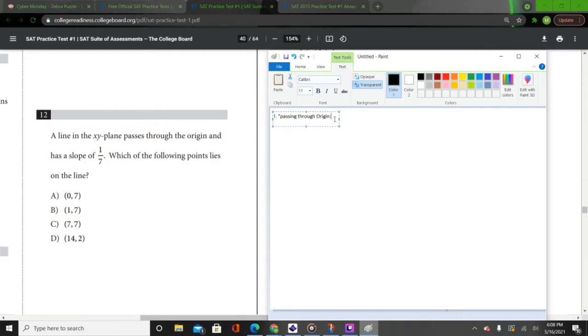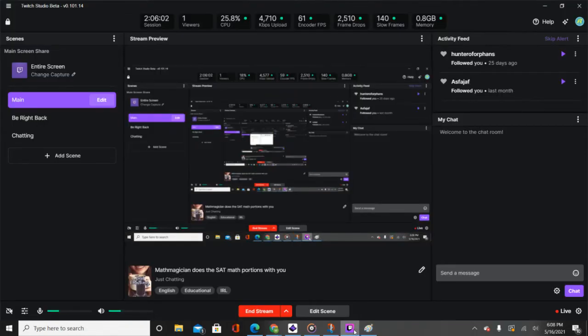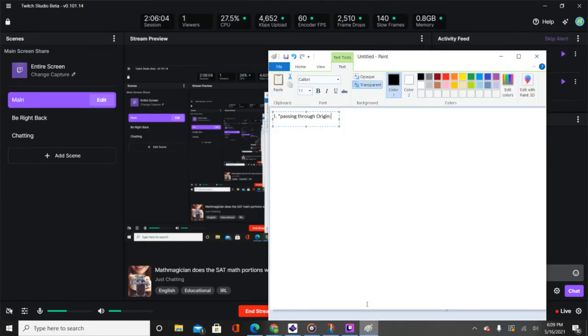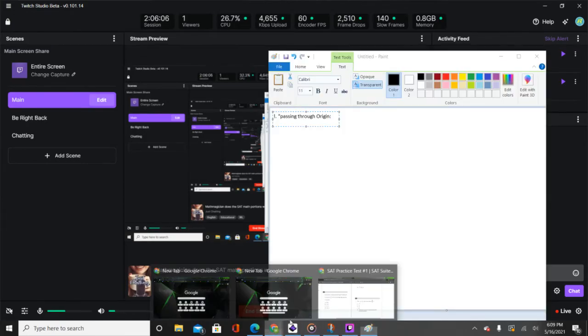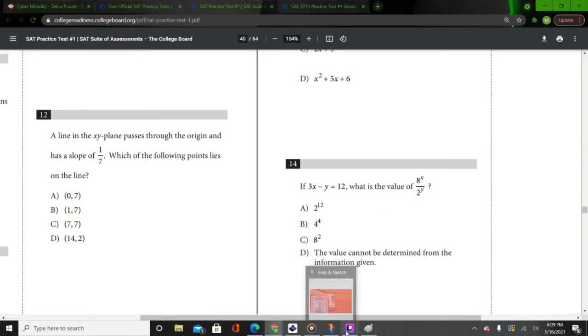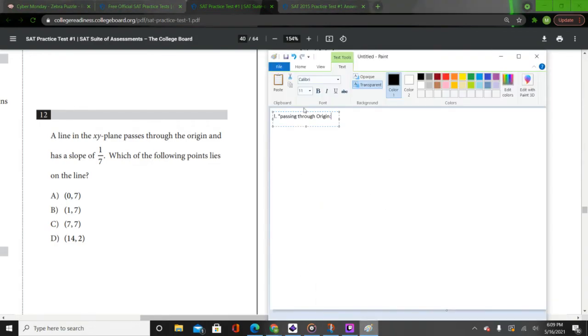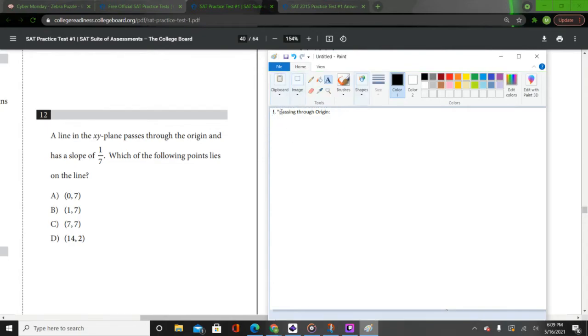If it passes through the origin, we do know, oh wait, am I pressing the wrong thing? Oh no, I need to make sure. Yep, everything's on, okay. Man, I'm really messing up here. Sorry, I just thought I accidentally hit one of my hotkeys. All right, so 1, I can't type anything. That's weird.